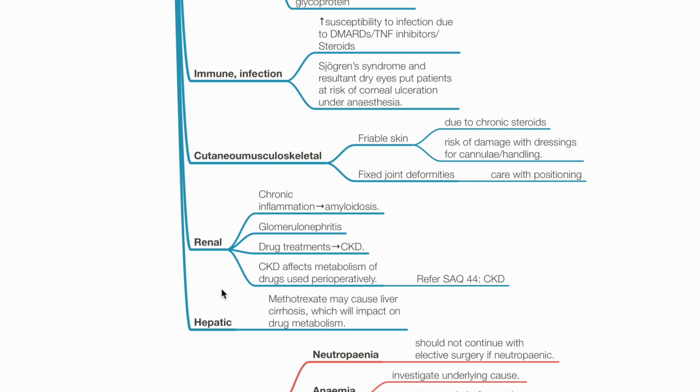Renal. Chronic inflammation may lead to amyloidosis. Glomerulonephritis may be present. Drug treatments may lead to chronic kidney disease, which affects pharmacokinetics of drugs used perioperatively. Methotrexate may cause liver cirrhosis, which impacts on drug pharmacokinetics.